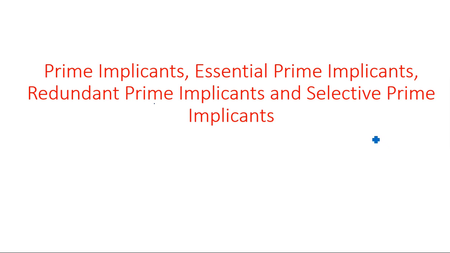Hi everyone. In this video I am going to introduce some parameters like prime implicant, essential prime implicant, redundant prime implicant and selective prime implicants. These are not a special one, so these are already a part of the K-map which we have already seen in the previous videos. In the four variable K-map, let us consider a four variable K-map.